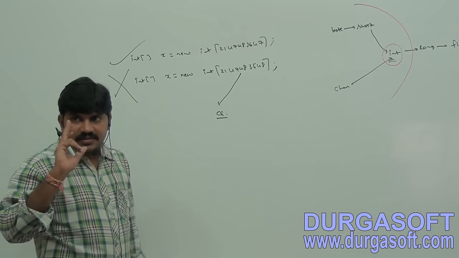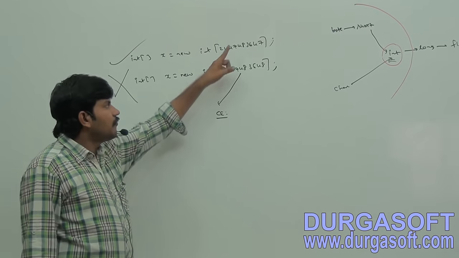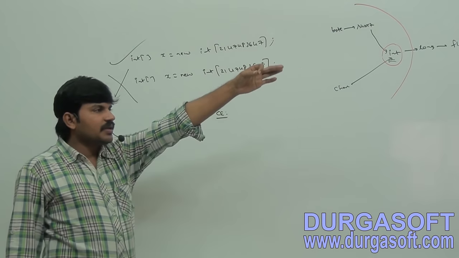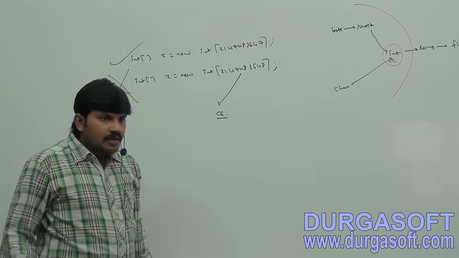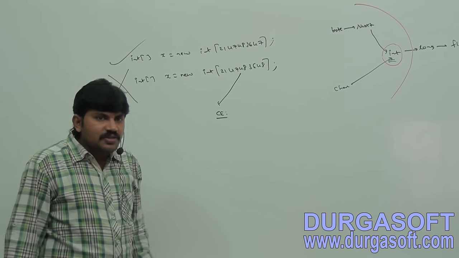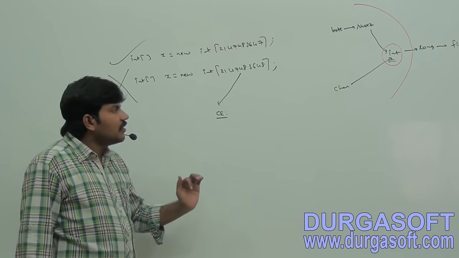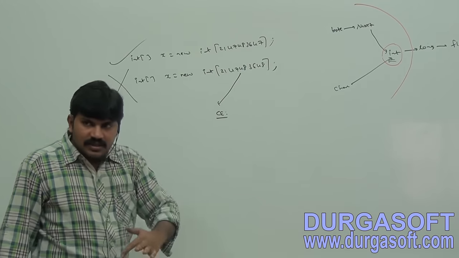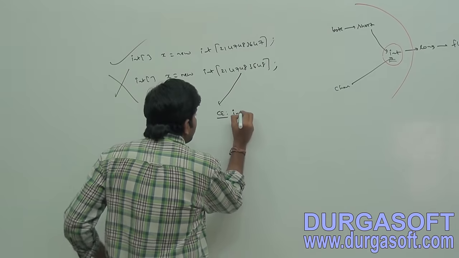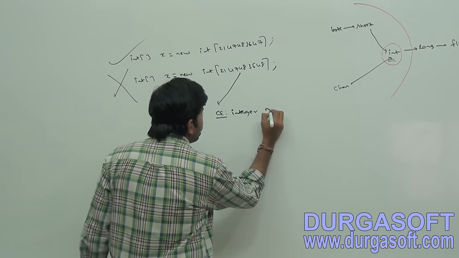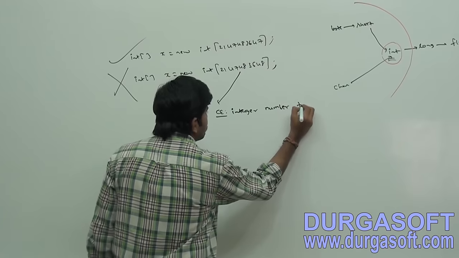Now, in the last session somewhere I covered this. Wherever we are representing an integral number, it should always be int type and the value should be in the range of int. But if it exceeds the int range, then we will get the error: integer number too large.